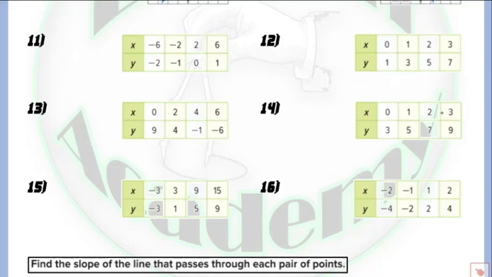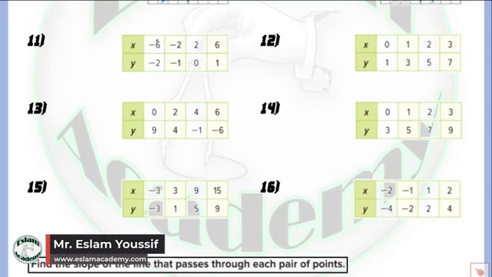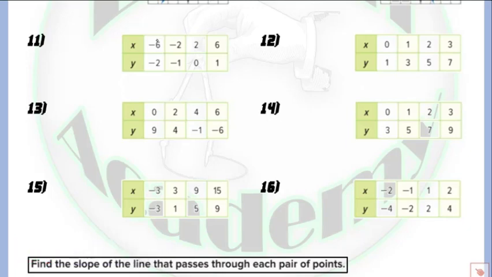In question number 11, we need to find the slope. If you look, we have a relation written in the form of a table. Once we have a table, find the change of x and the change of y, and the slope will be equal to the change of y over the change of x. Negative 2 minus negative 6 equals 4. 2 minus negative 2 equals 4. 6 minus 2 equals 4.